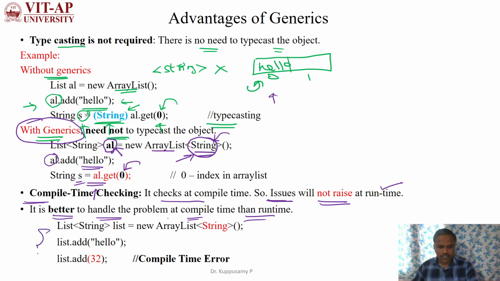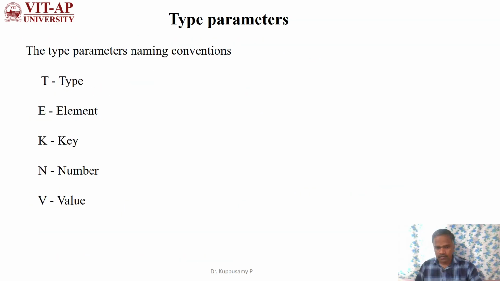And here you see, when we are storing the values into the object list, it will store only string values. It will not allow the integer value, because as per generic programming, the object will store only one type of value, that is mentioned here as a string, so it cannot store the integer value 32 at the same time.